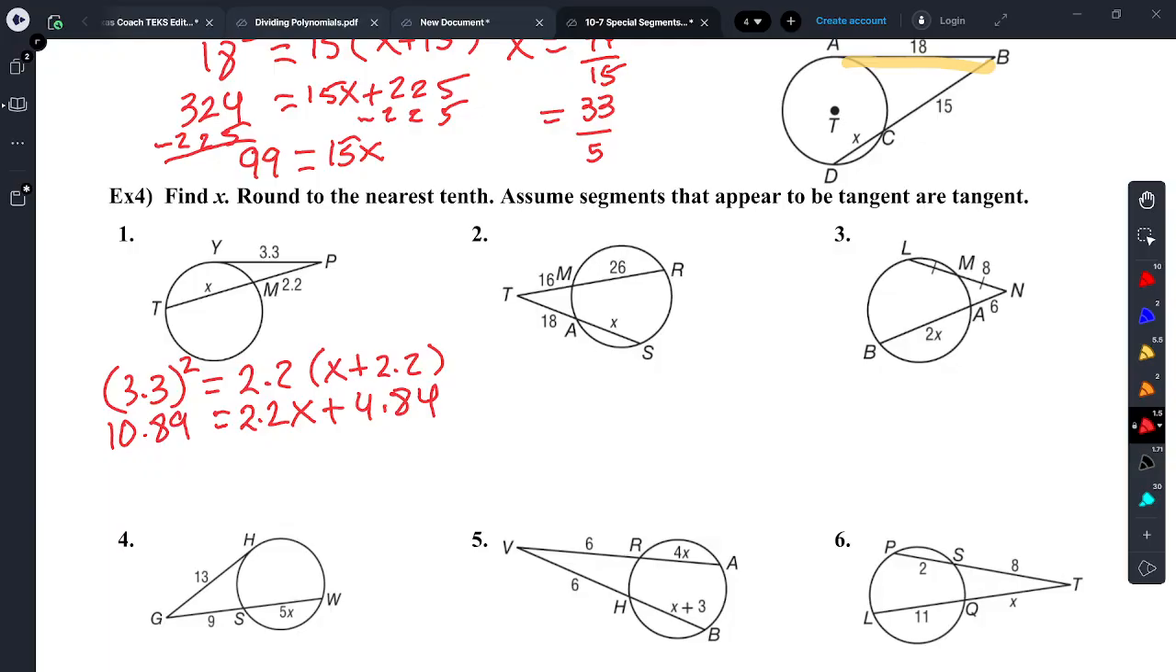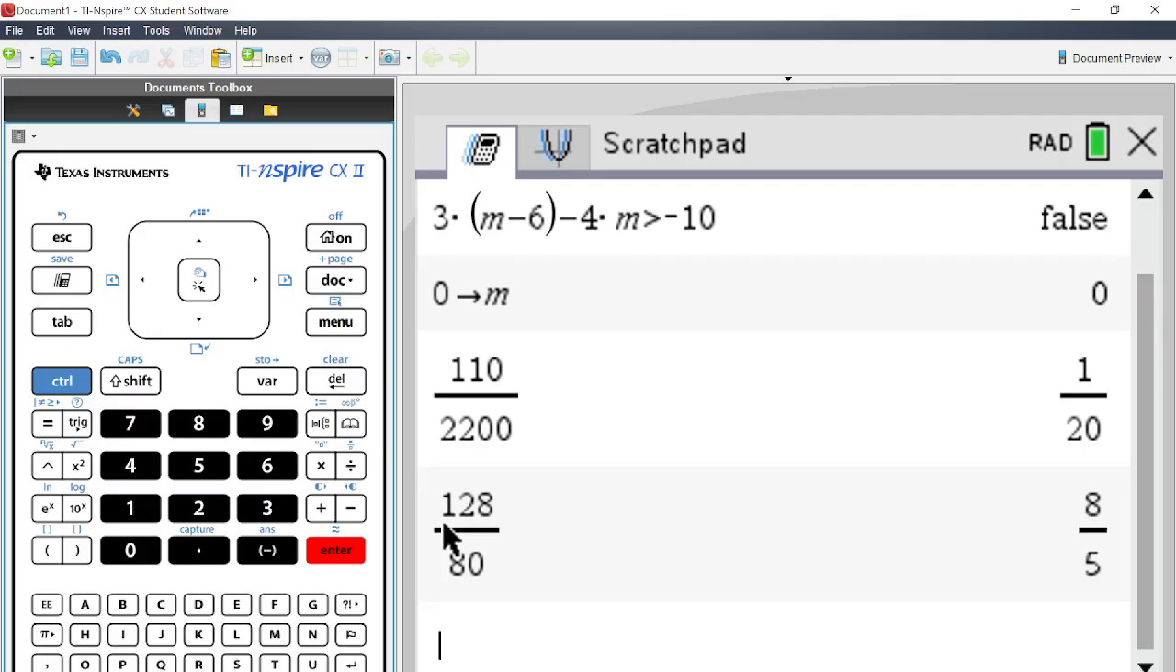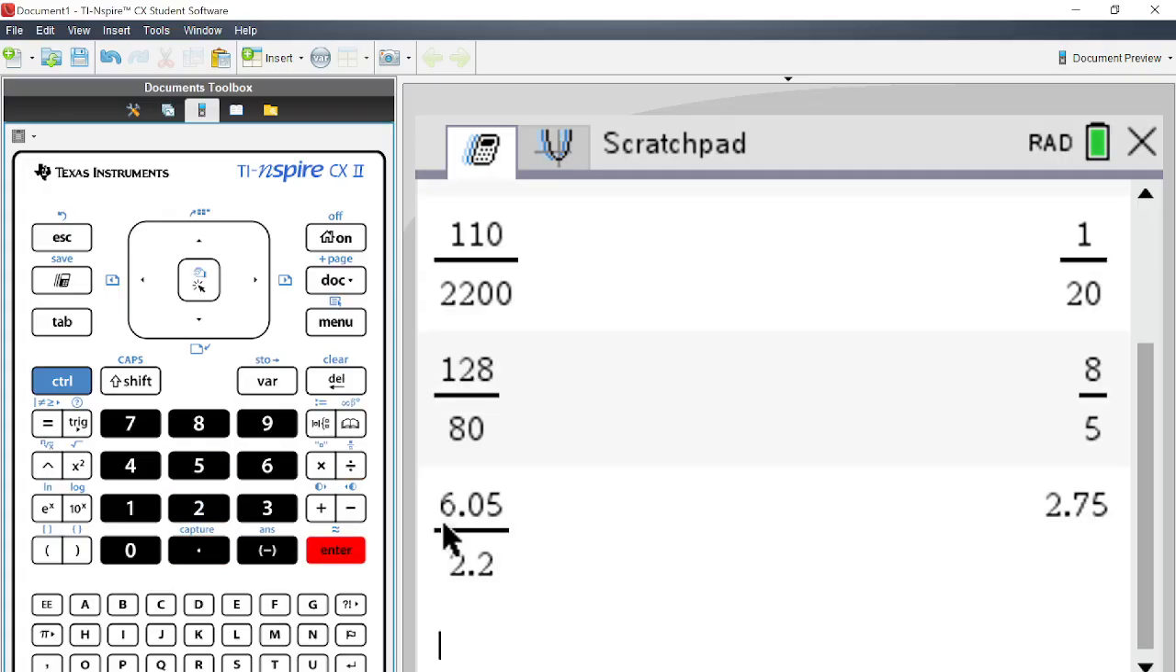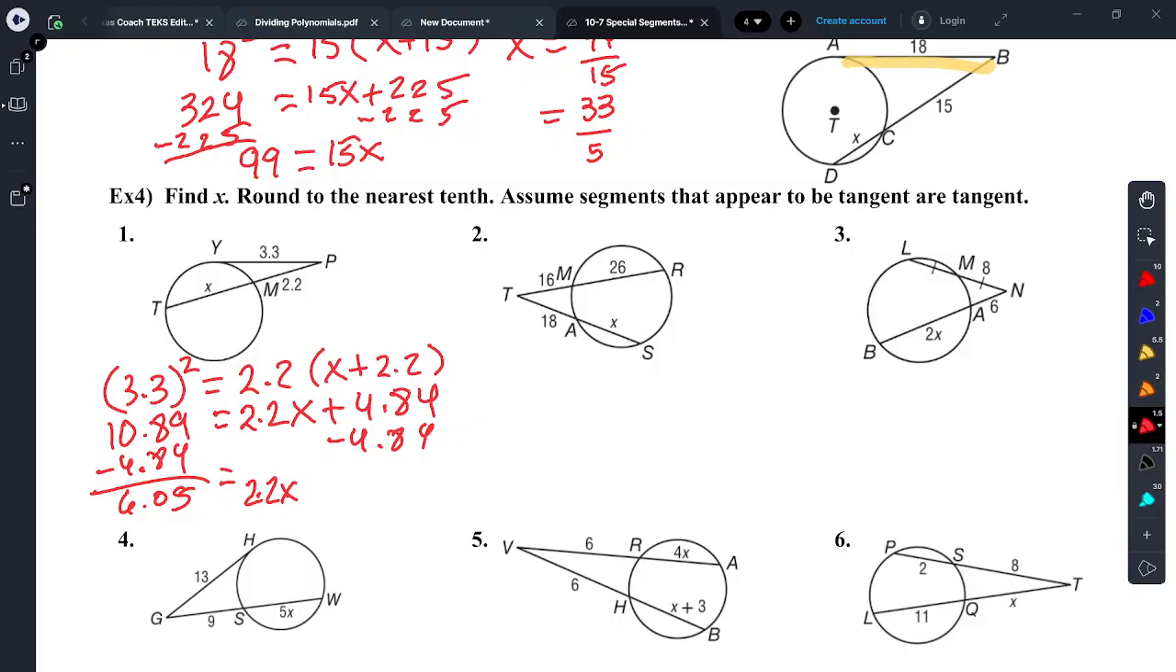It's getting ugly, yeah? This one I don't mind if you use a calculator on, but just show me your work. 4.84. What are we at? 6.05 equals 2.2x, right? From there, just grab a calculator. So what is that? 6.05 divided by 2.2 is 2.75. Not bad at all, actually. So x is 2.75. All right. Let's do number 2.